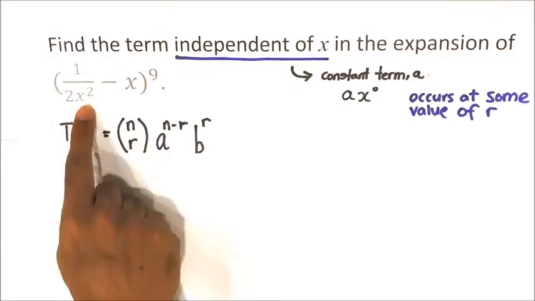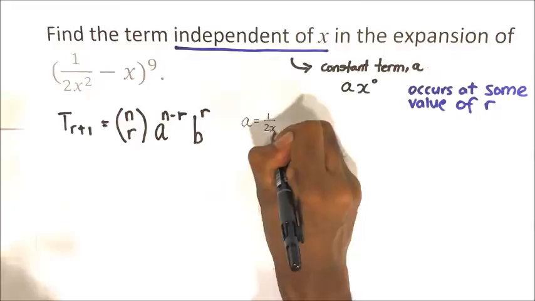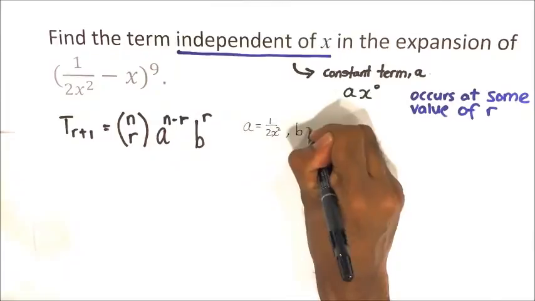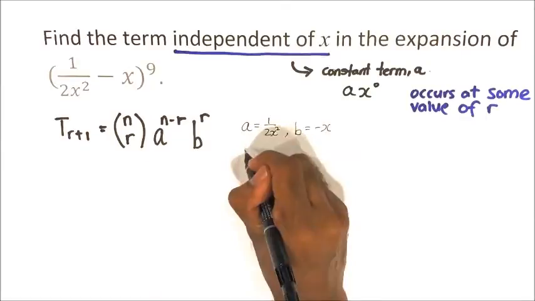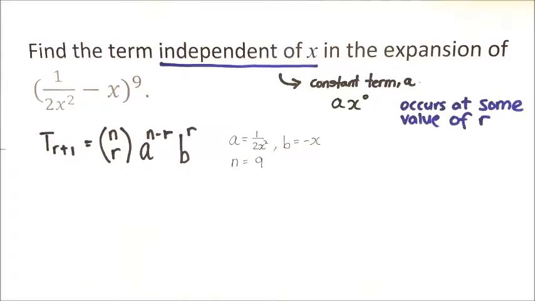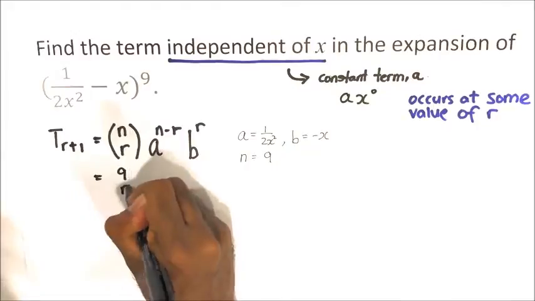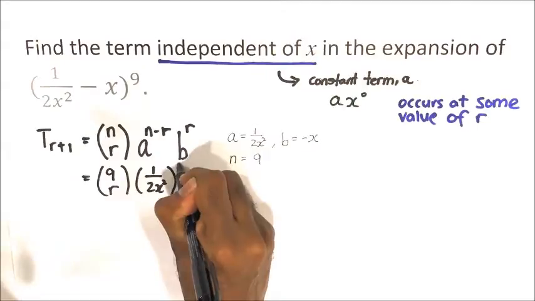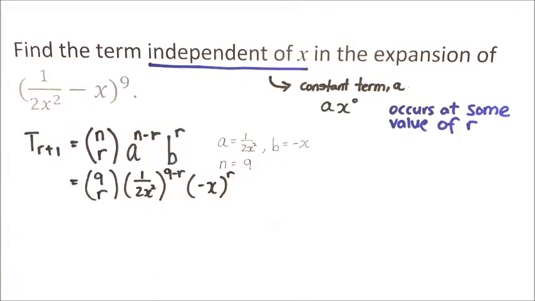The first term in the expansion is 1 over 2x squared. So a is equal to 1 over 2x squared. The second term in the expansion is negative x. So b is equal to negative x. And the power of the binomial is 9. So n is equal to 9. To find r, let's substitute these into the general term, and it becomes 9 choose r, 1 over 2x squared to the power of 9 minus r, and negative x to the power of r.